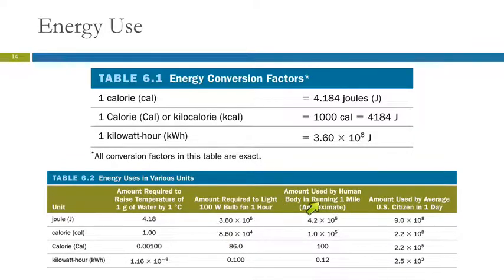Amount used by a human body in running 1 mile. So in nutritional calories, 100 calories. That's one of the reasons I don't run, because it just doesn't seem worth it. 100 calories, not worth it. For an hour? No, a mile. For a mile. So a kilowatt hour, that would be 0.12. In terms of scientific calories, that's 1 times 10 to the 5th, because that's 100 kilocalories, or 4.2 times 10 to the 5th joules. We have different units for energy because they are useful in different situations. Any questions?